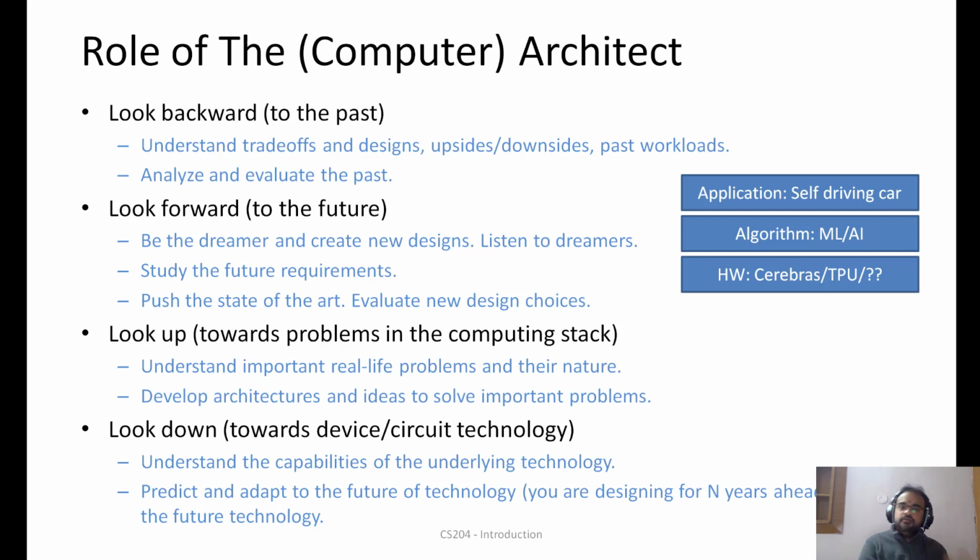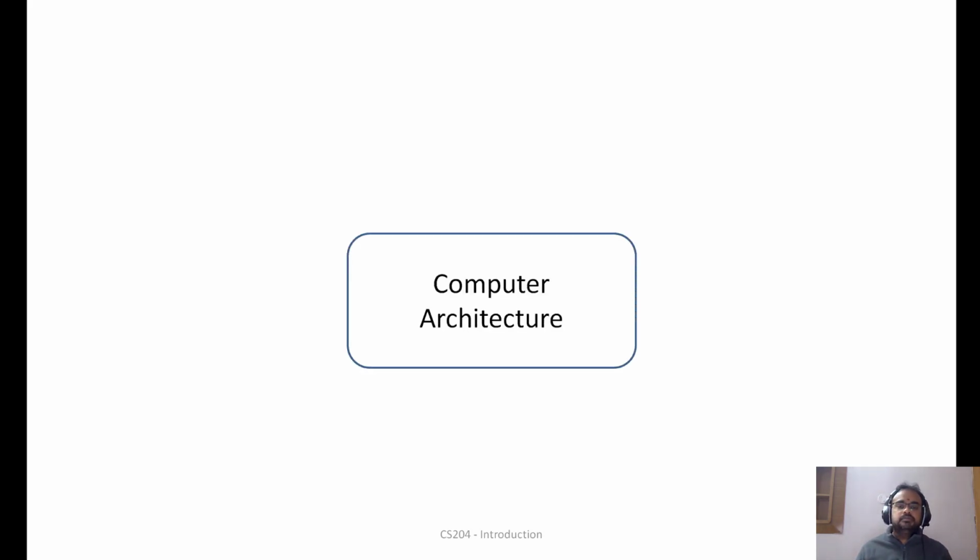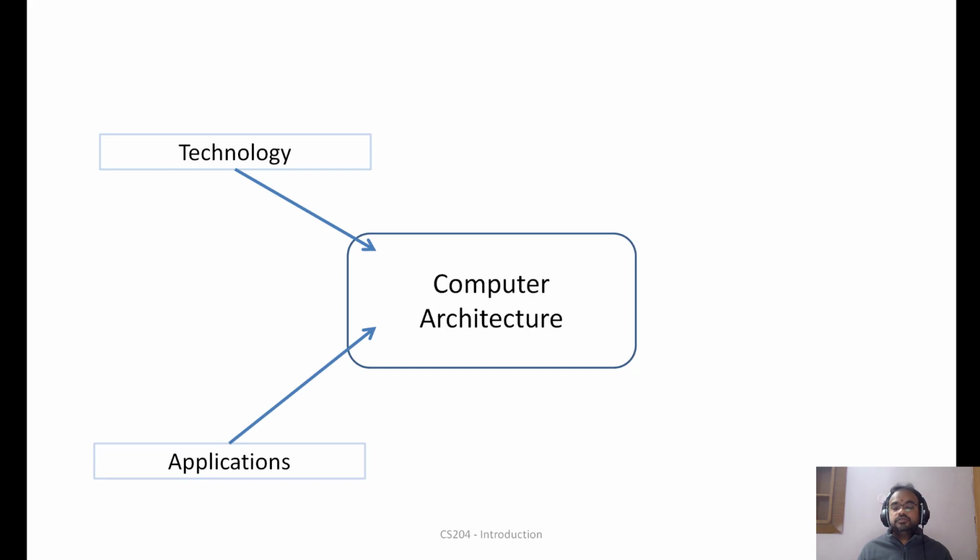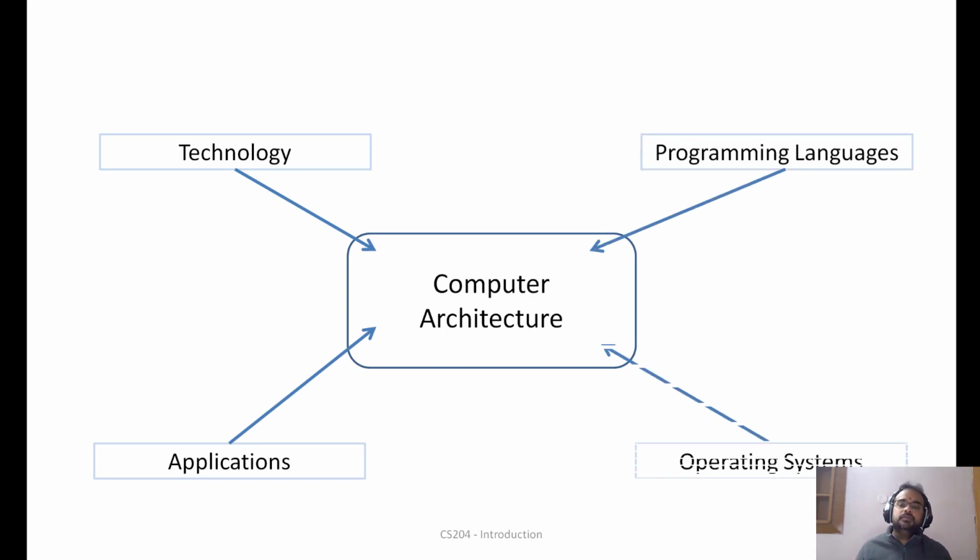Understand what happened before, what needs to be done next, what the current application demands are, what the limitations of the hardware are, and considering all these parameters, come up with some new designs. So computer architecture has inputs from the technology, inputs from the applications, inputs from the programming languages, inputs from the operating systems, and also the ingenuity of the architect, that is you.